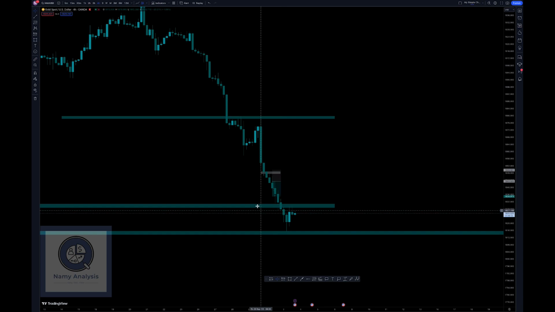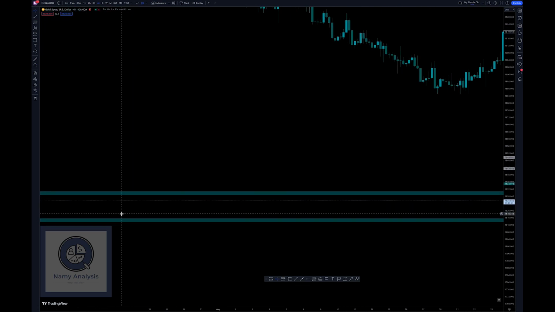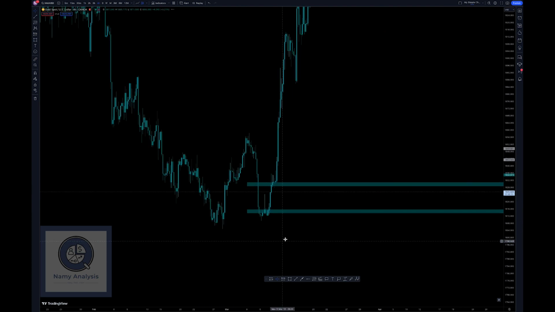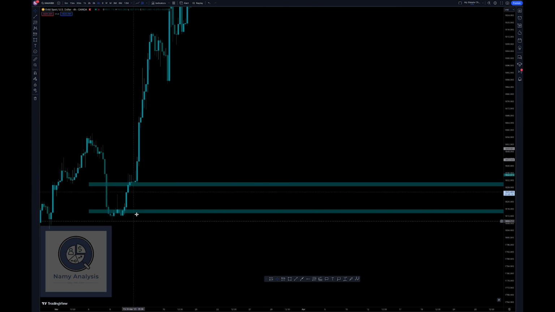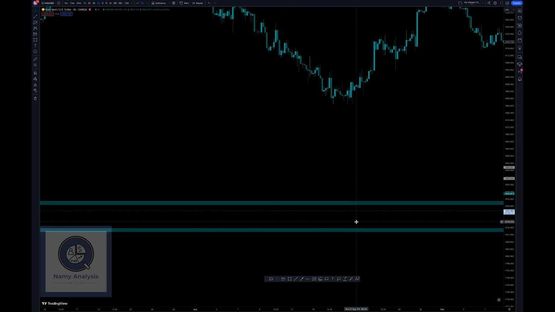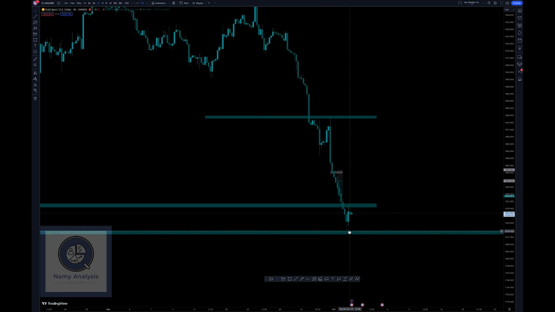As you can see, the gold nearly melted down. It exactly reacted to those zones that we drew. As you see, when we look at the left hand side, we made these zones and it touched them and bounced back. So our analysis is, this is an area where I told you the price is probably going to bounce up. Probably. Not sure, but probably.